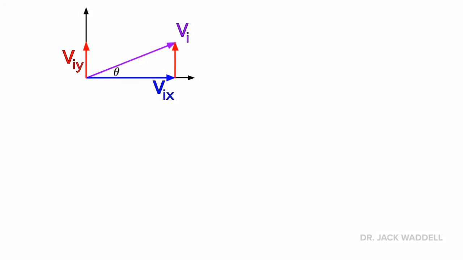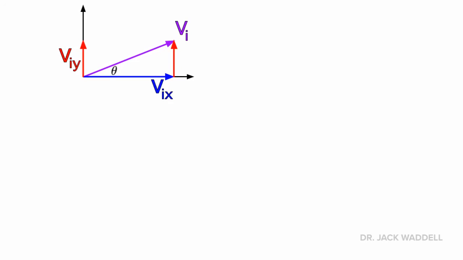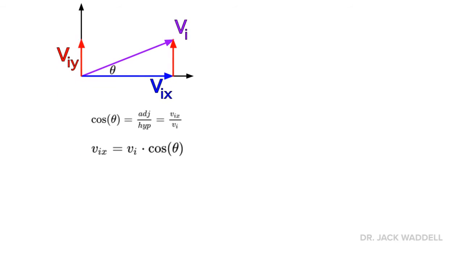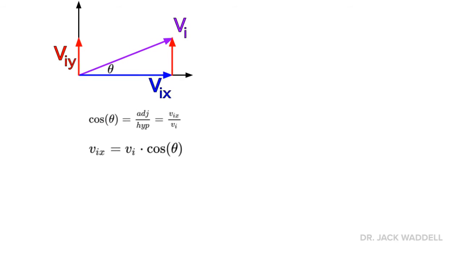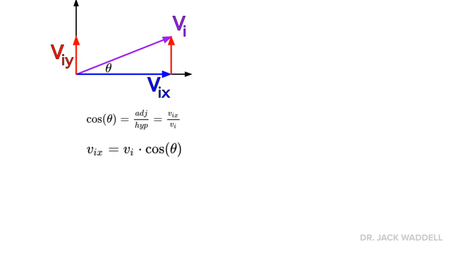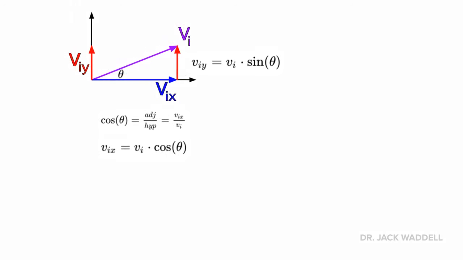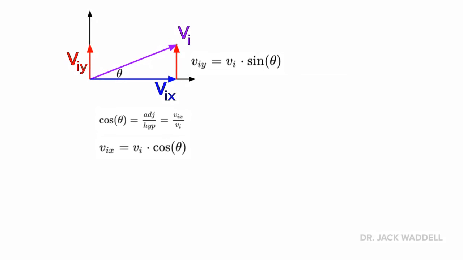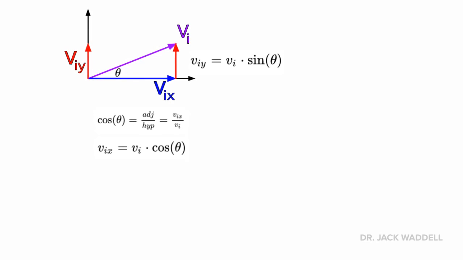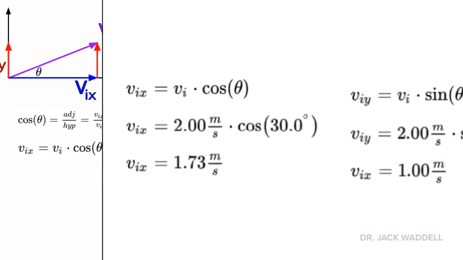What we want to get from that is the velocity in the X direction, which is telling us how fast left and right the poop is moving, and the velocity in the Y direction, which is telling us how fast up and down the poop is moving. You can see that we have a right triangle between VIX, VIY, and VI. So we can do some right triangle trig to find that VIX is VI cosine theta. And since VIY is the opposite side from theta, VIY is VI sine theta.